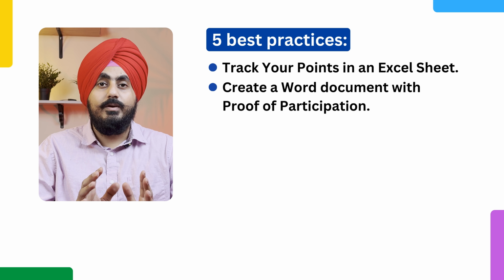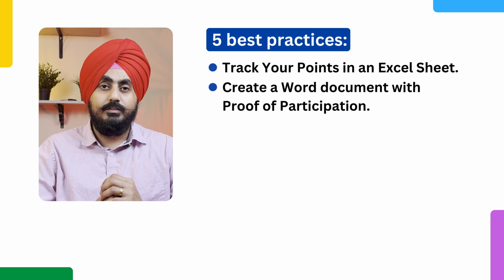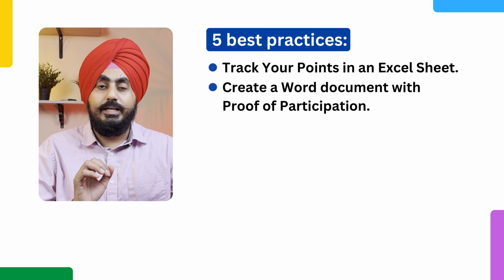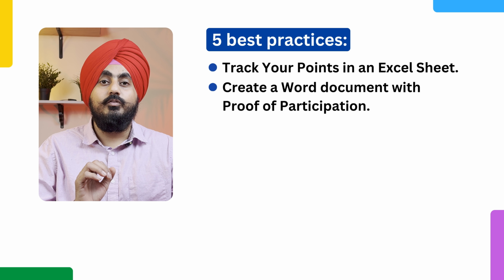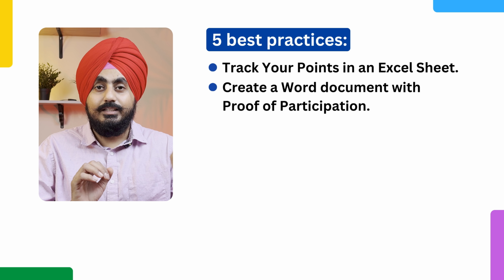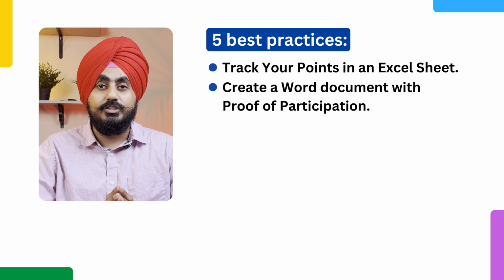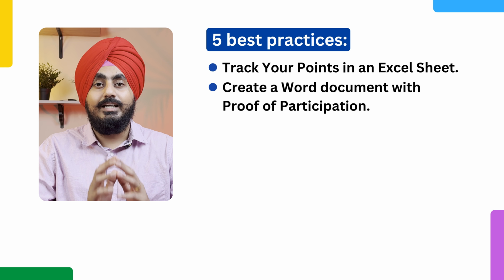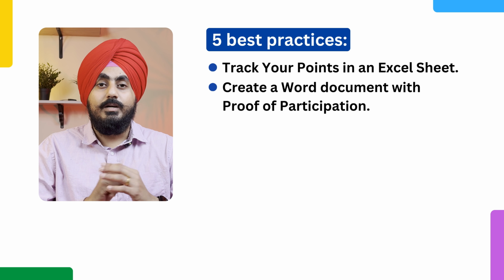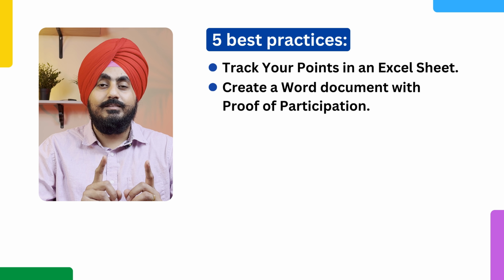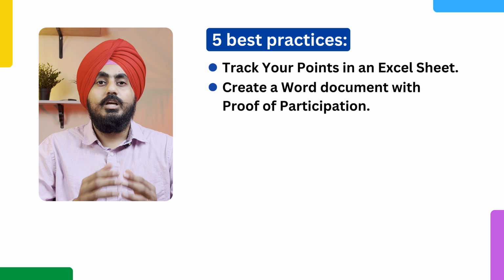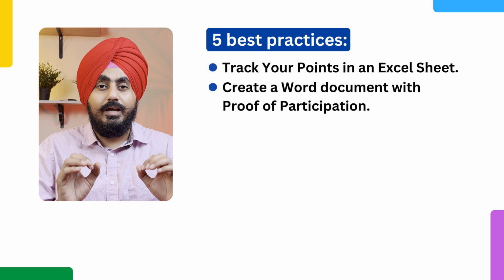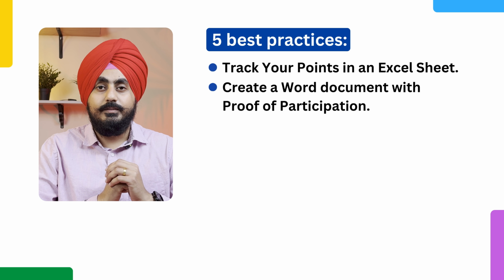Secondly, create a Word document with proof of participation. Use a table format with 3 columns: date, event name, and proof with the images. In the third column, insert screenshots or certificates showing your name, event duration, and title. If you attended multiple sessions from the same organization like DQ, include them all in one document. It saves review time for both you and IAAP.